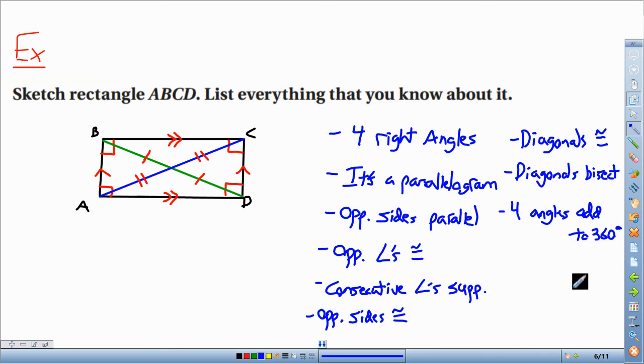What else? Sometimes I'm surprised by what some people will remember and pull out. I'm taking a step back and looking to recall if I'm missing anything. But the point is we know a lot about a rectangle. A rectangle doesn't just have four right angles. It has all of these properties. So just keep that in mind. We know a lot about these now.